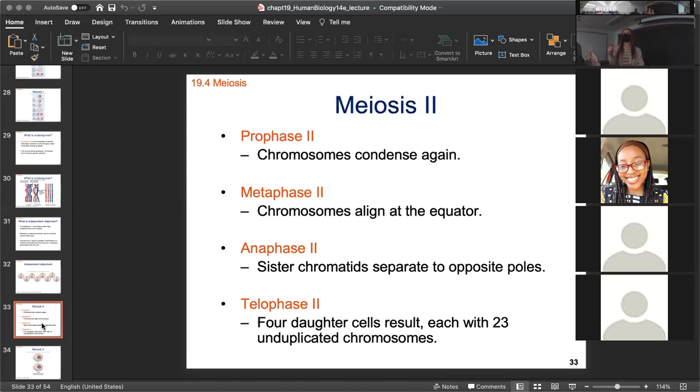So from those 2 identical daughter cells, we're then going to condense the chromosomes again. We're going to align them up at the equator, separate them to opposite poles, and then we result in 4 daughter cells that have 23 single, ready to mingle, unduplicated chromosomes that are half the number that we started with, and they're genetically variant. Like they are different than one another. With mitosis, they were identical. They were just like a split of the exact same cell.